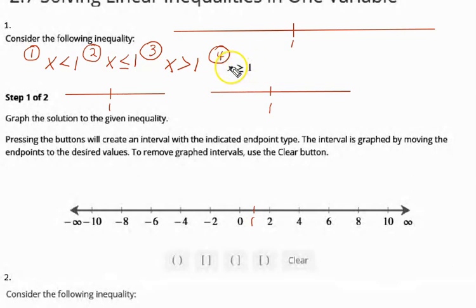Now, all of these have a special way of being placed on a graph. And these down below is what you'll find in MATLAB, where you'll have to select it. These are 2 parentheses. These are 2 brackets. This is a parenthesis and a bracket. This is a bracket and a parenthesis.